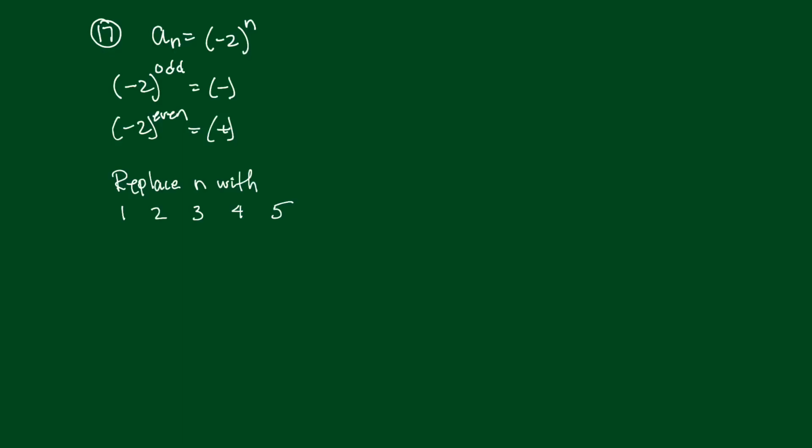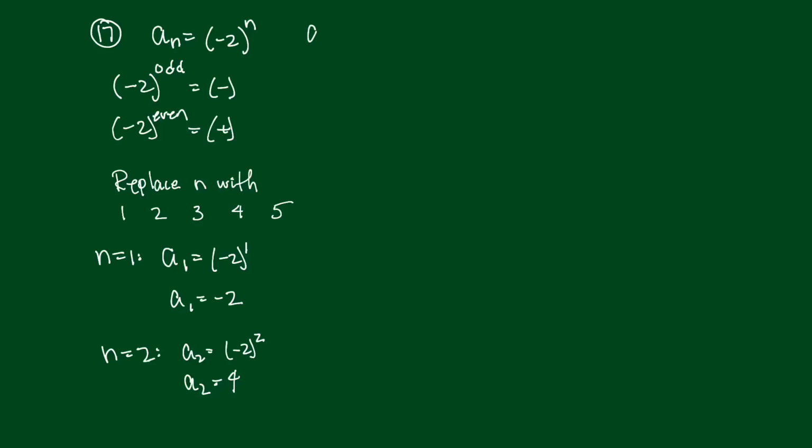So let's start computing here. I'm going to replace n with 1, 2, 3, 4, and 5. So start here at 1. When n is equal to 1, we will get a sub 1 equals -2 to the 1. So a sub 1 is just -2. When n is 2, we're going to get a sub 2 equals -2 squared, which is 4. So we'll get a sub 2 equals 4. And I'll just run a quick check. I got a negative, a positive, so I am seeing that alternating sign. Let's see if it continues.